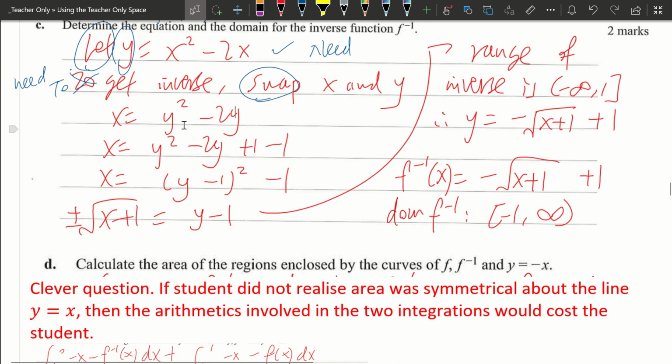Your end goal is y equals something, so you make y the subject. But that's easier said than done because y appears twice and it's a quadratic. What you will have to do is not factor out the y. If you factor out the y, you still get y appearing twice, so you still can't really make y the subject. You need to complete the square. So here, I'm just completing the square right here.